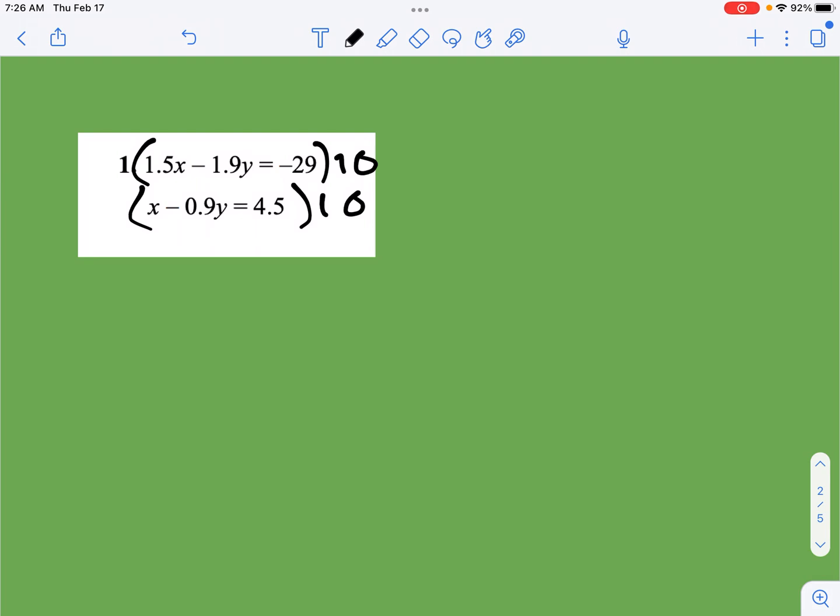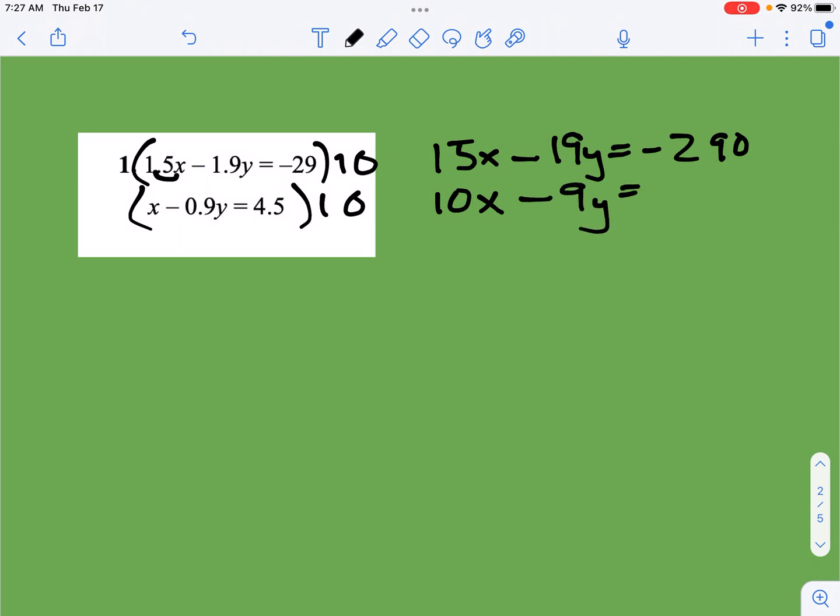Okay, let's multiply this by 10. And hopefully you know the trick that when you multiply something by 10, you just move the decimal over. So this would be 15x minus 19y equals negative 290. Even though that's kind of a big number, it's still a lot easier for some people to see than dealing with decimals. And then minus 9y equals 45. So there's that thing we can do.